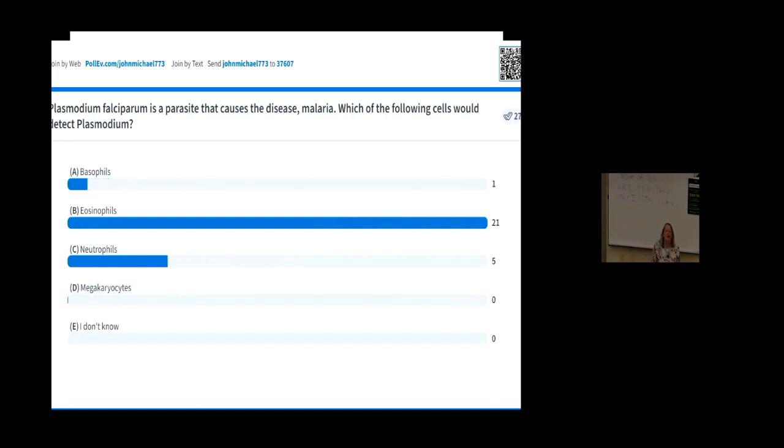Neutrophils are going to be the ones involved in the inflammation process. We talked about that as an example in the epidermis and the dermis. Those are going to be recognizing bacterial toxins. They don't really function much for recognizing parasites. Basophils are going to be allergens. And megakaryocytes actually break up into platelets to create blood clots. So eosinophils are going to detect Plasmodium.